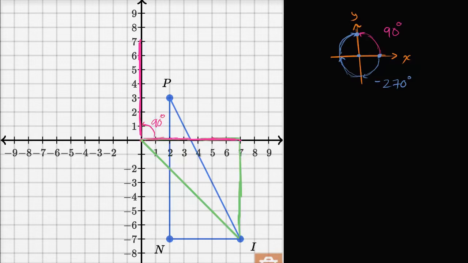Now, what about this side over here? Let me do this in a different color. What about this side right over here? Well, notice we've gone down from the origin. We've gone down 7. But if you were to rotate it up, notice this forms a right angle between this magenta side and this blue side. So you're going to form a right angle again.